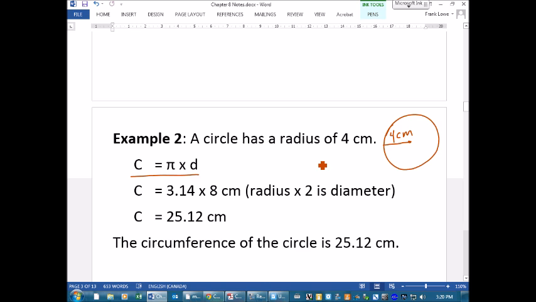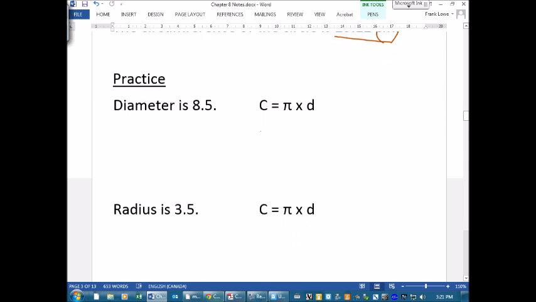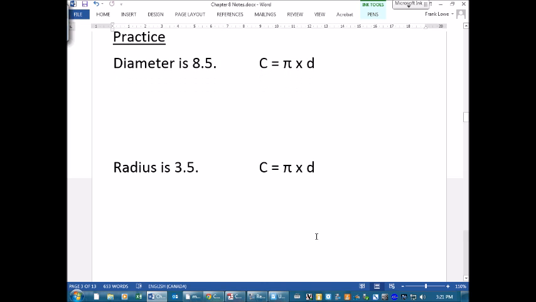Then we start plugging numbers in. Circumference equals pi, 3.14, times diameter. If radius is 4 centimeters, and we want to go all the way across, that's double the radius, which is 8 centimeters. Then we do our multiplying, and circumference equals 25.12 centimeters. Not too tricky. It's plugging numbers in, one-step multiplication.